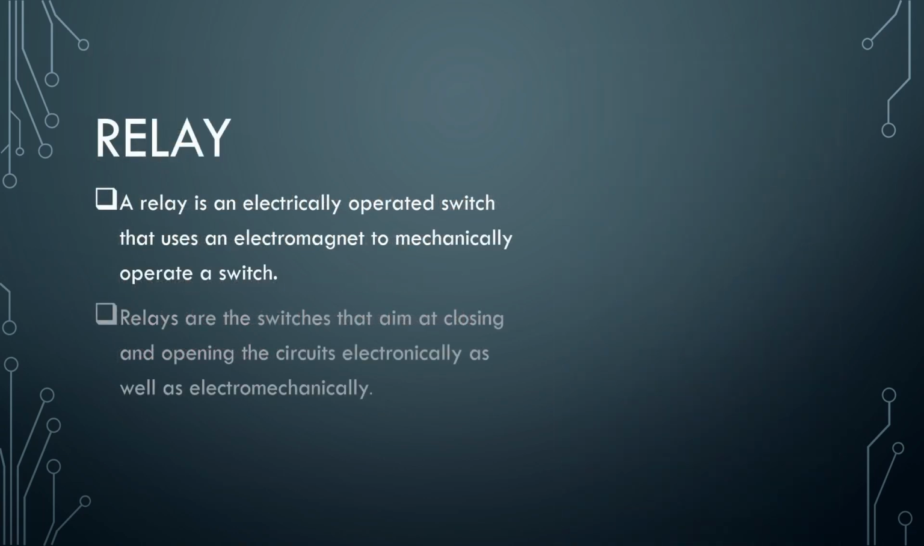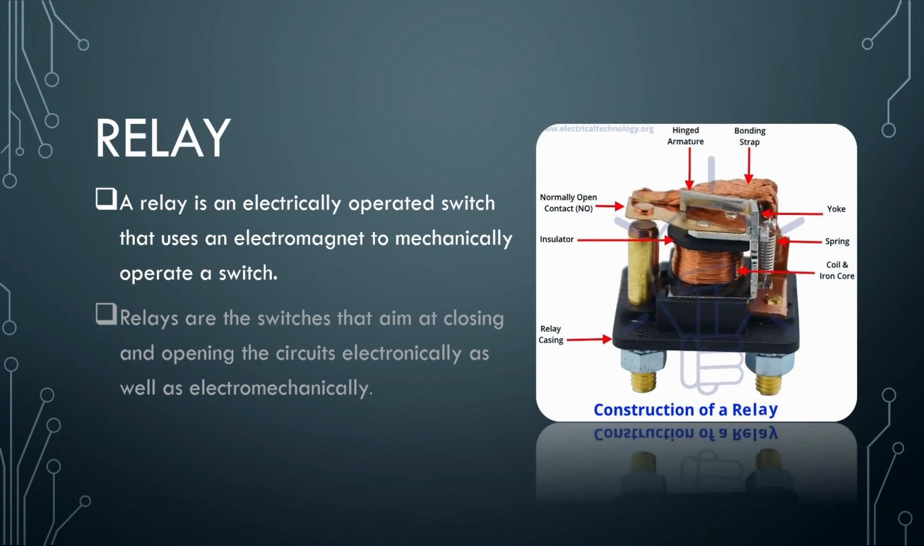Relay. A relay is an electromechanical switch that uses an electromagnetic coil to open or close a circuit. It allows a low power signal to control a high power circuit. So, how does a relay work? Basically, a relay consists of an electromagnetic coil, an armature moving lever, and one or more sets of contacts.